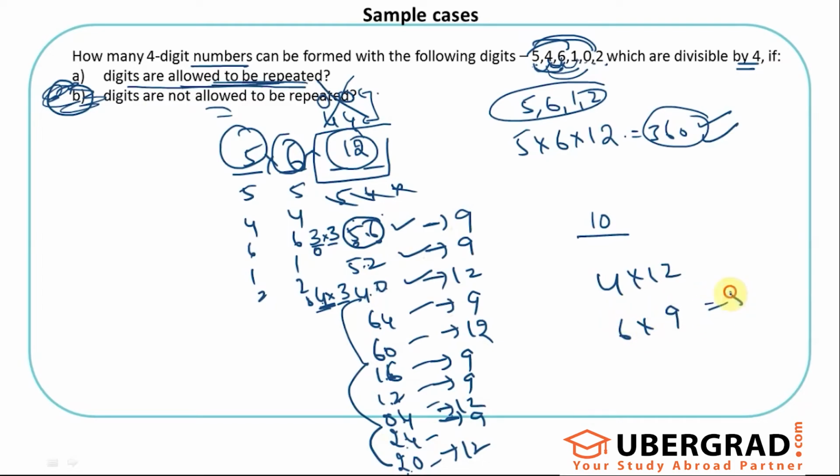So the answer is 54 plus 48, which is 102. That is a tedious and long approach, but this question should be done in this way only. There is no shorter way for this.